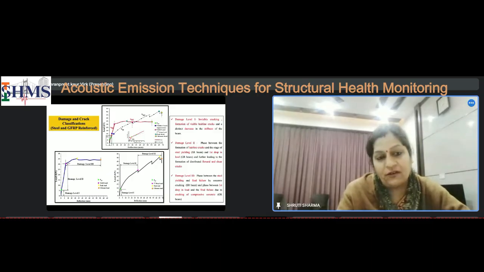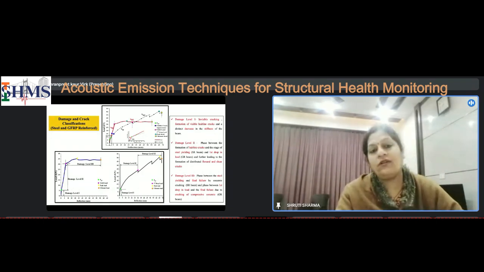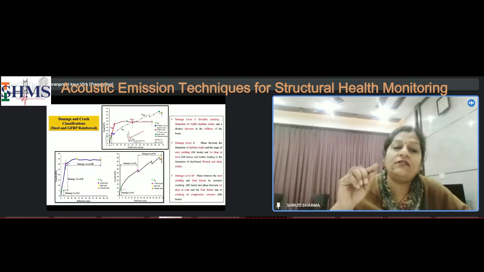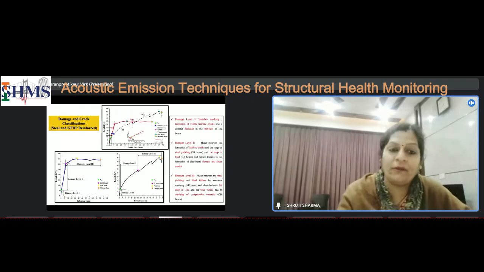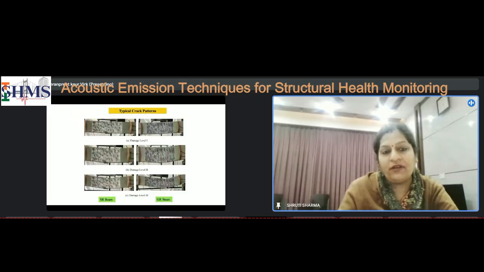When we subjected them to flexural loading, the load deflection curve shows that the failure in the steel reinforced beam is a ductile failure as we expected. And on the right hand side, the GFRP reinforced beams showed a brittle, sudden failure. The kinks which we see in the graph are the slipping of the FRP bars. They are GFRP reinforced bars. So next slide. When we put the AE sensors, these are the typical crack patterns I'll discuss later. Next, please.